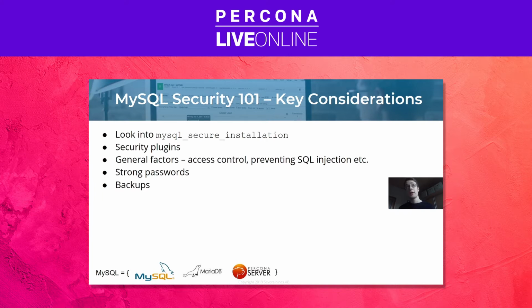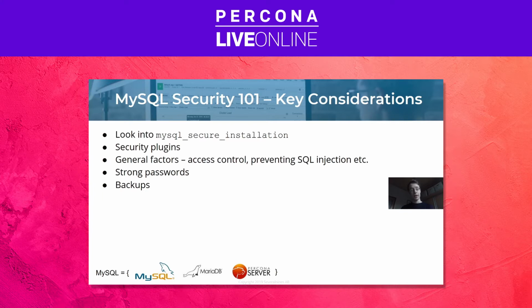You can set a password for root accounts, you can remove root accounts that are accessible from outside the localhost, you can remove anonymous user accounts, and you can remove the test database, which by default can be accessed by anonymous users. You also have some security plugins that MySQL offers. We're going to go through that in a while.